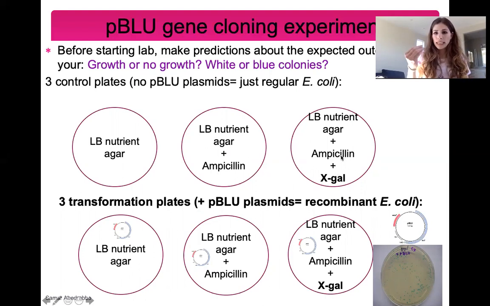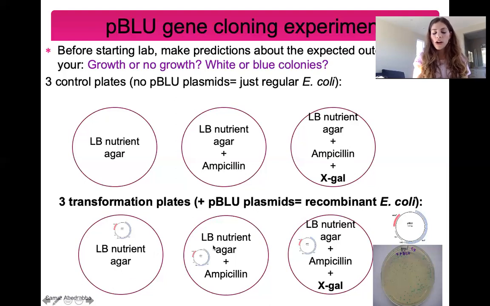Now, if you take your transformed E. coli, your E. coli that has the pBLU plasmid, and you grow it on different plates, this is what we should see. So remember, the pBLU plasmid has ampicillin resistance and beta-galactosidase gene. So if you take your transformed E. coli and you grow it on a regular agar plate, you will see growth and you'll just see our regular white colonies.